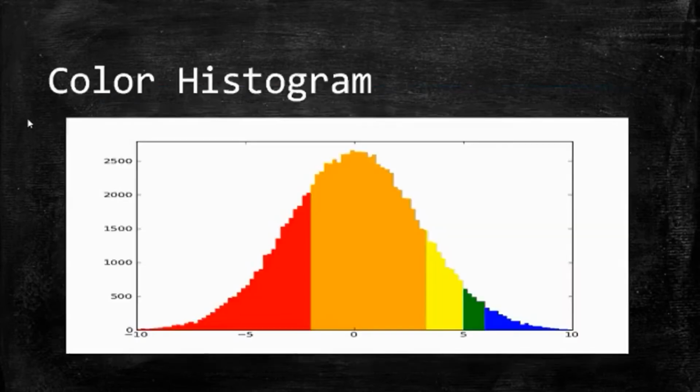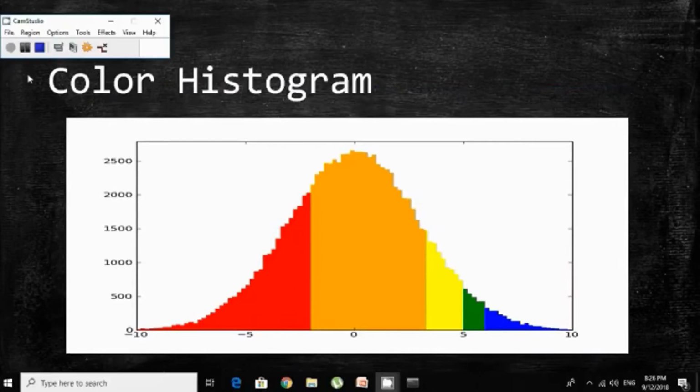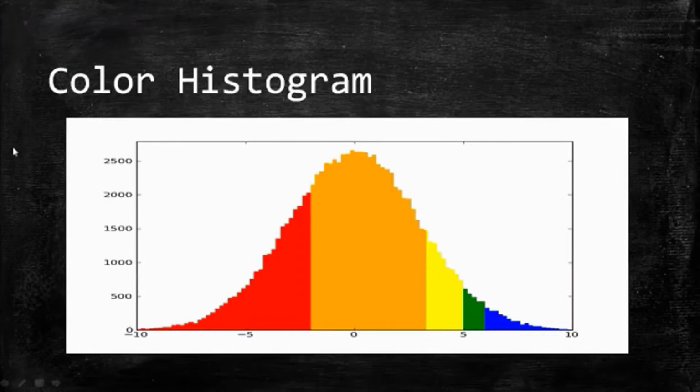Okay, color histogram. So we will talk here about how to extract features from images and feed them to machine learning classifiers. It is a little bit hard to extract features from images and use them in machine learning, but we will walk through each step and explain these steps. Okay, firstly, color histogram.